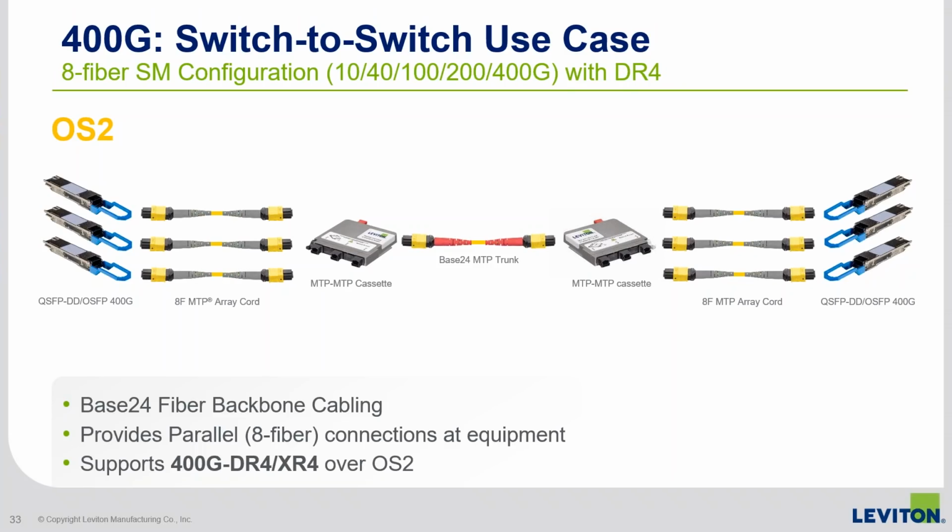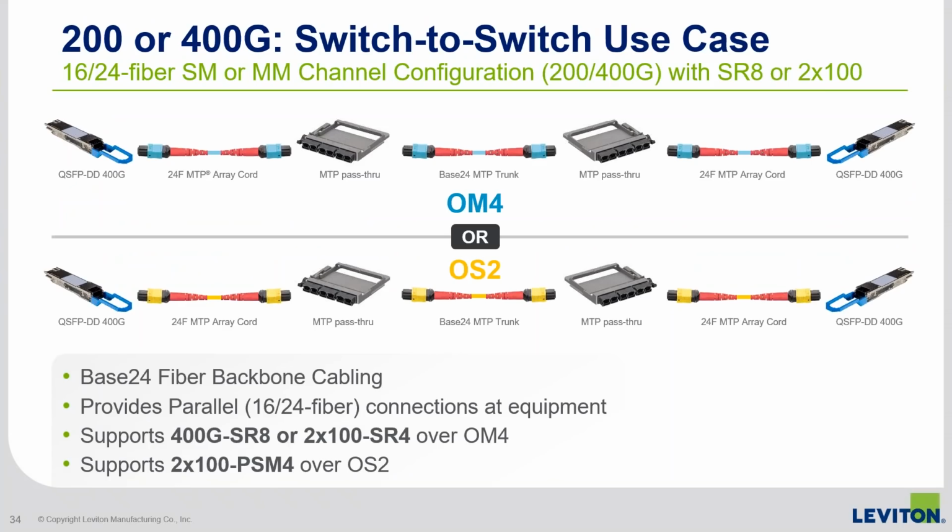The other scenario is very much the same, but it's the single mode version of this. This is the DR4 version that we were talking about. Same options. You've got the transceivers on both ends, an array cord, a conversion cassette, single mode cabling, and then the same on the other side. It allows that flexibility and supports that migration. Again, this can be used for 40, 100, 200, or 400 gig. Lots of options there.